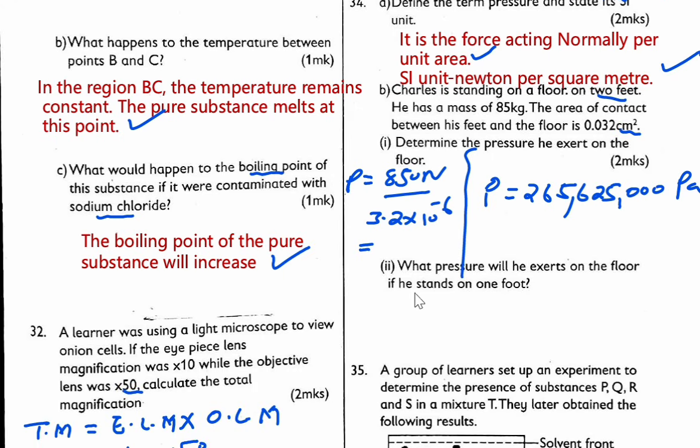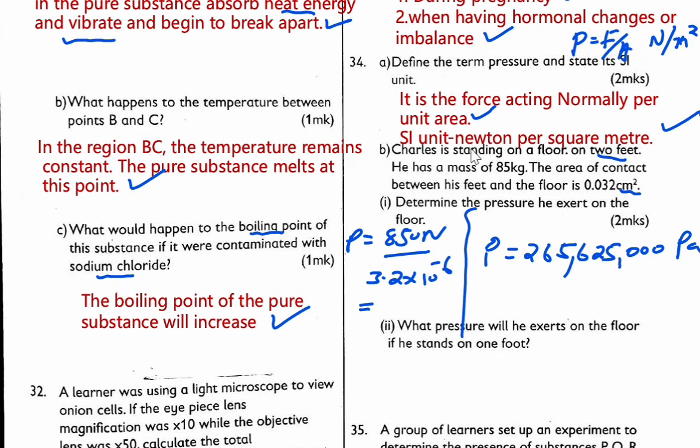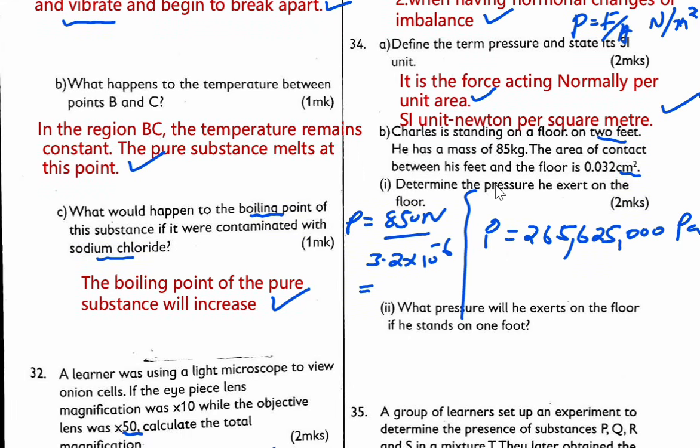Roman 2. What pressure will he exert on the floor if he stands on 1 foot? So remember the area. This area is for the feet. This means for 2, you know that we have 2 legs. So for 1, we'll divide it by 2. So the force remains the same. The force is 850 newtons.